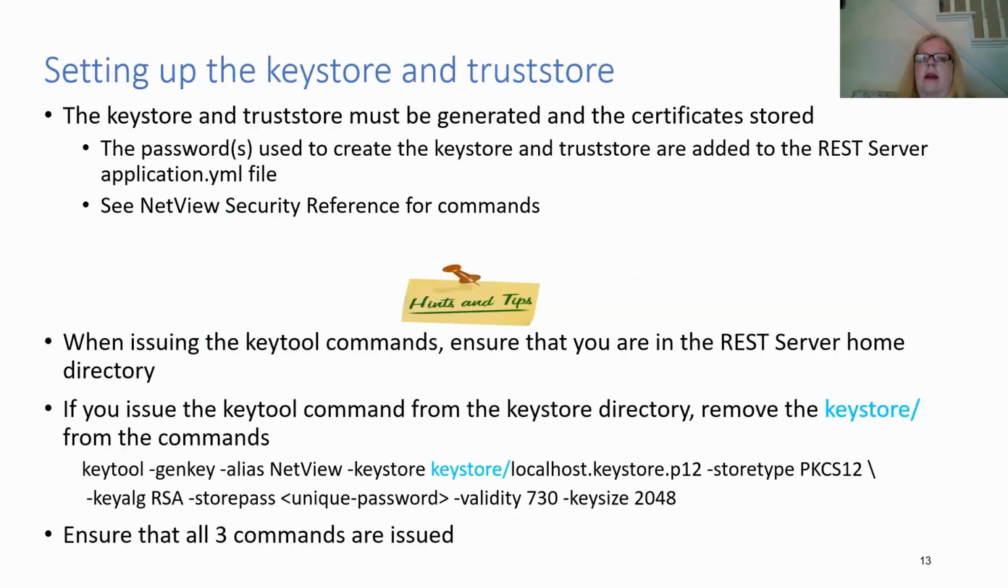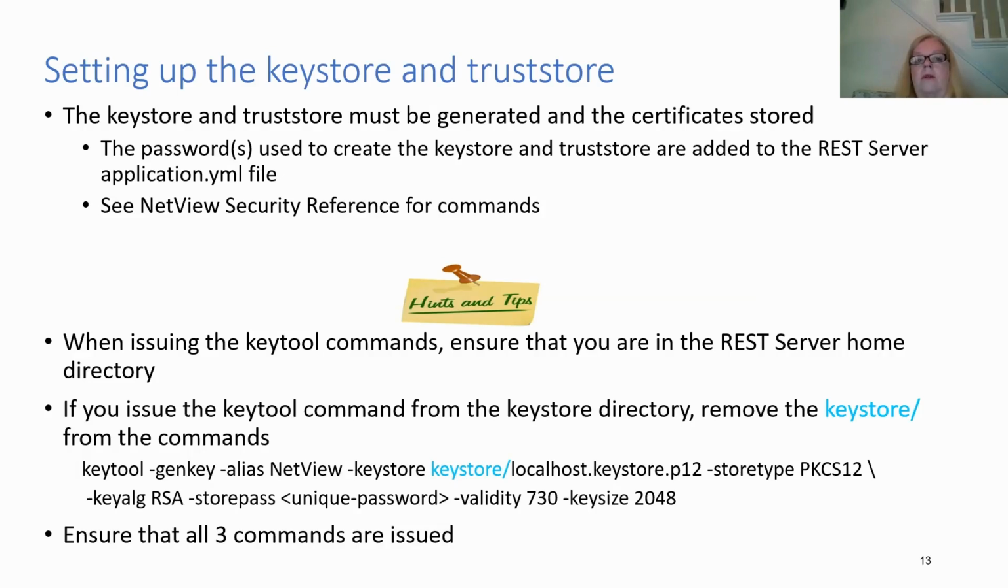Okay, you also need to set up a key store and a trust store. Those must be generated and the certificates stored, and the passwords for that are ultimately going to be stored in the application.yaml file. So I recommend going ahead and setting these up before you start editing your YAML file, because otherwise you're going to go back and forth to that YAML file trying to update pieces and parts. These don't have to be done first, but just letting you know, you are going to have to put the information from this step in that file.